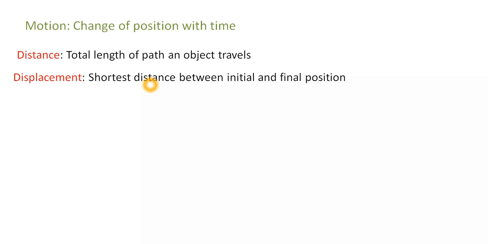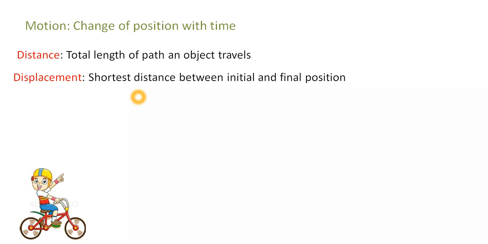So let's take an example to understand the difference between distance and displacement. Let's suppose we have a small boy on a cycle. So what do you see? What is the position of the boy right now? He's obviously at his home. So this is his house, so he's at rest. Correct. Now he starts moving.